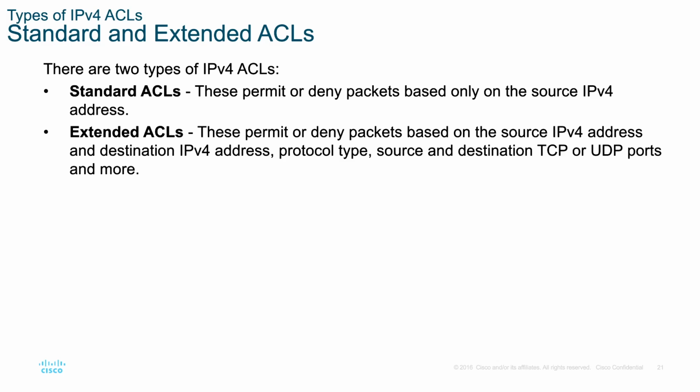Standard ACLs permit and deny traffic based on their source IP address. Extended do the same, but they can also use the source and destination IP addresses, as well as the source and destination port numbers. So extended ACLs are a much more powerful filter and require a lot more information to be able to filter the traffic.